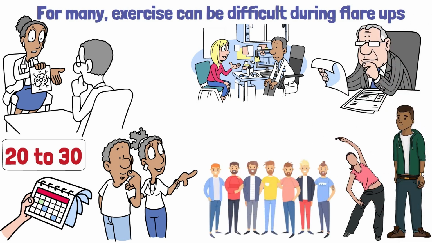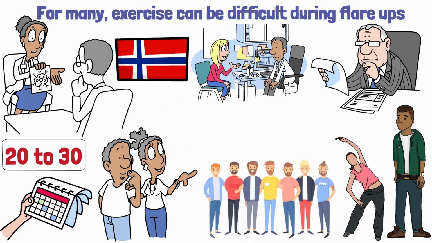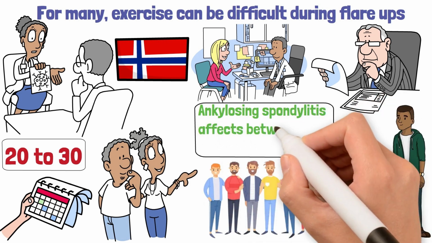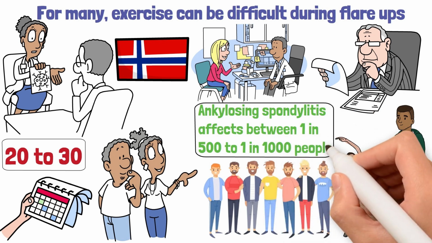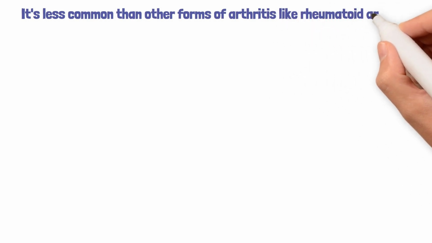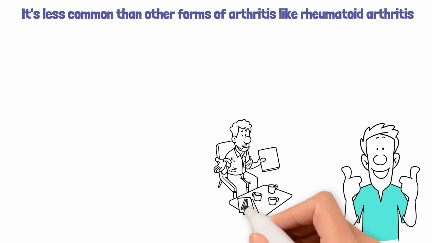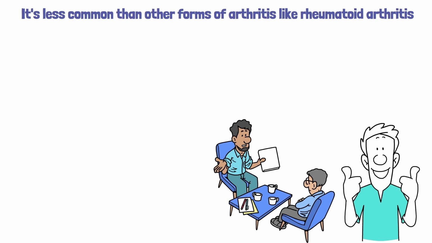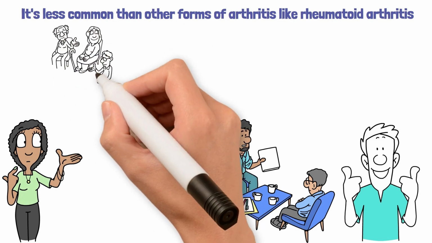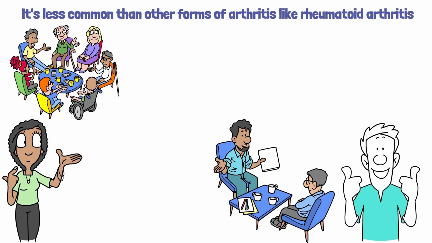It's more common in people of Caucasian descent, with North European populations reporting the highest rates. In the UK, ankylosing spondylitis affects between 1 in 500 to 1 in 1,000 people. It's less common than other forms of arthritis like rheumatoid arthritis, but still a significant health concern. The average age of diagnosis is around 32, but as mentioned earlier, the symptoms may well have started much earlier. AS is more prevalent in individuals who have a family history of this condition.